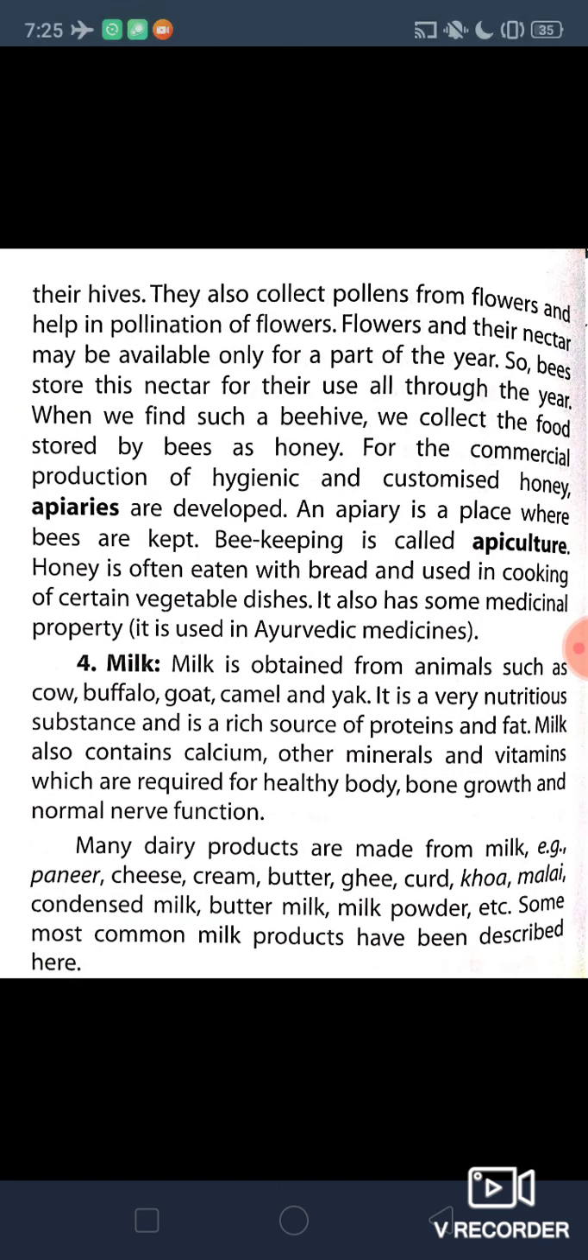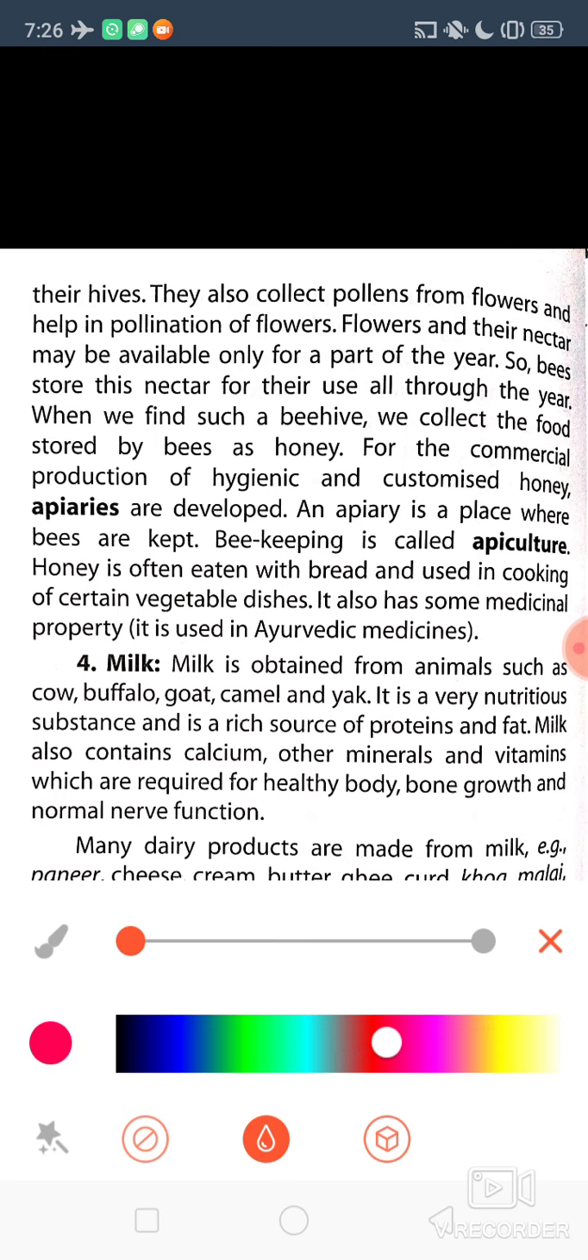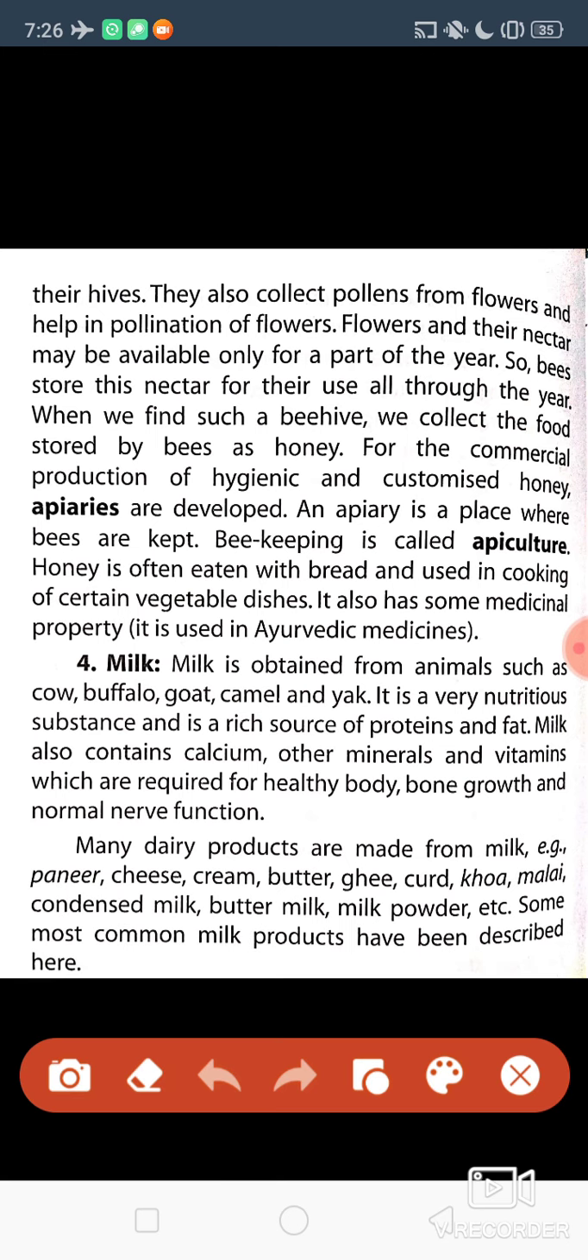So from milk, what do we obtain? We have to see that. First of all, what is milk? Milk is obtained from animals such as cow, buffalo, goat, camel and yak. It is a very nutritious substance and a rich source of protein and fat.